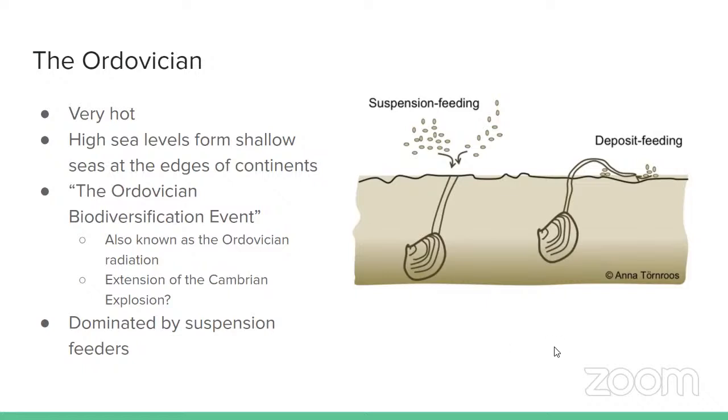One of the named events that's happening in the Ordovician is something called the Ordovician biodiversification event, or also the Ordovician radiation. So what's happening here is basically that we continue to see really rapid diversification, really a big spread of new organisms, just like we did when we were looking at the Cambrian explosion.